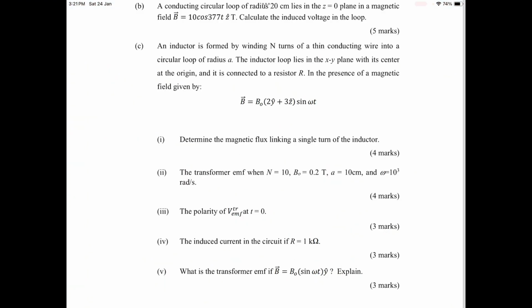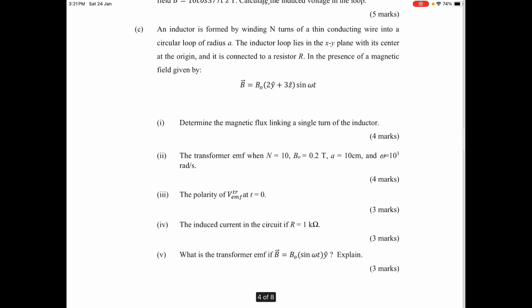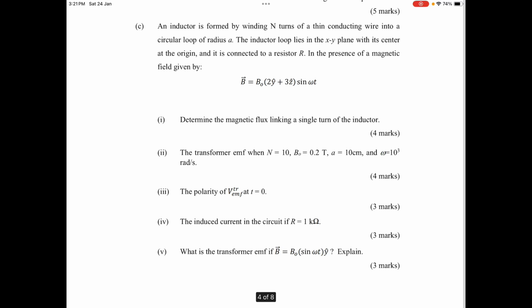As for question C, this is a question that we have tried in class in our PowerPoint. So I won't do it again, so you can refer to the steps that we have tried earlier on this question. It is exactly the same thing.